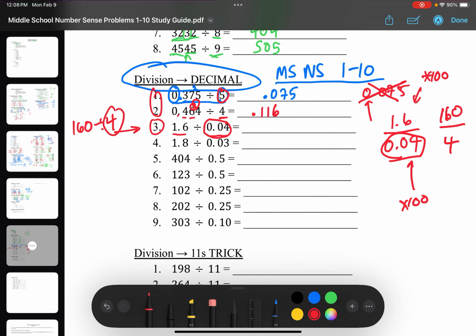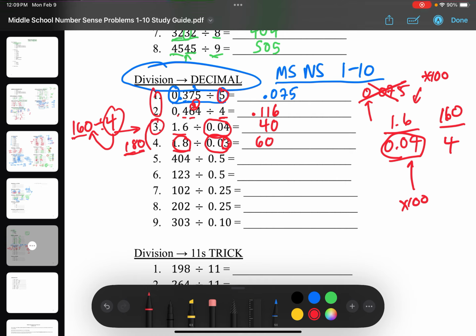So 4 into 1, no. 4 into 16, yes, that is 4. And then 4 into 0, that is a 0. So your answer is 40. Okay, so here, remember, we got to think of what do I need to multiply this by to make it a 3, and that's 100. So if I multiply this times 100, that's really 180. So we're really dividing 180 by 3. So 3 goes into 1 none, 3 goes into 18 6 times, and then 3 goes into 0 0 times. So your answer is 60.